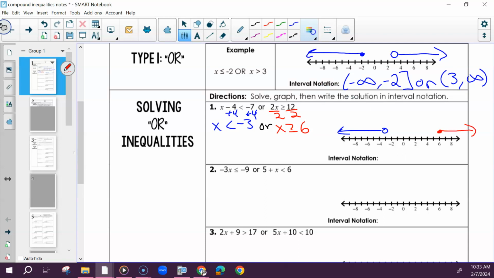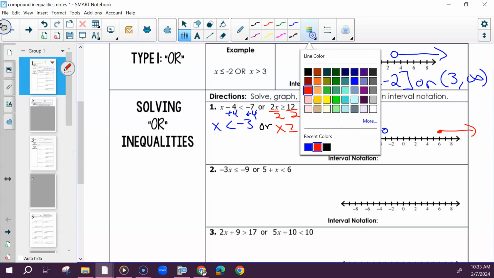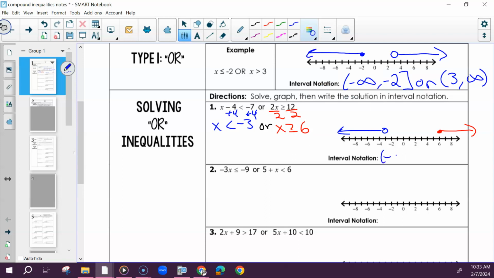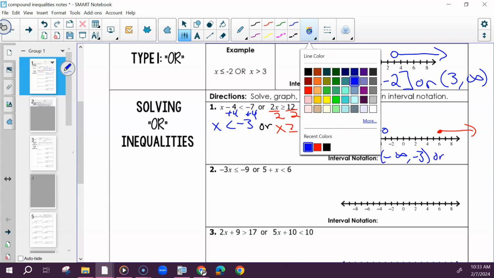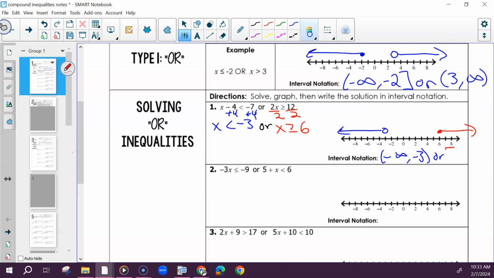And then how would we start that interval notation? Parentheses, negative infinity, -3, parentheses. Yep. And then "or", bracket, 6, infinity, parentheses. So negative infinity with a parenthesis to -3 parenthesis, or square bracket 6 to infinity parenthesis.